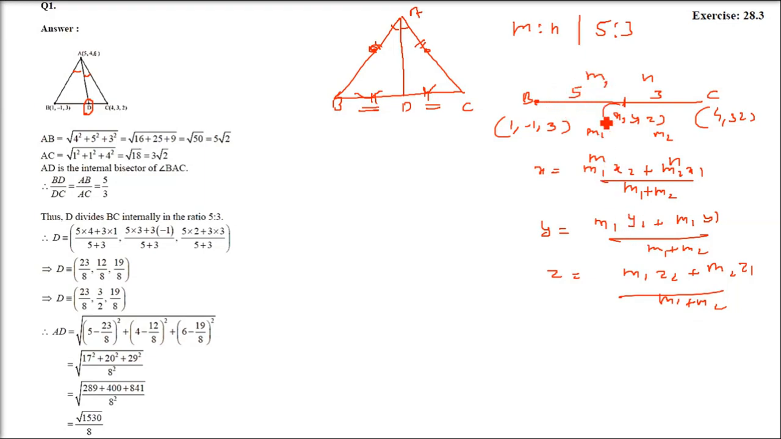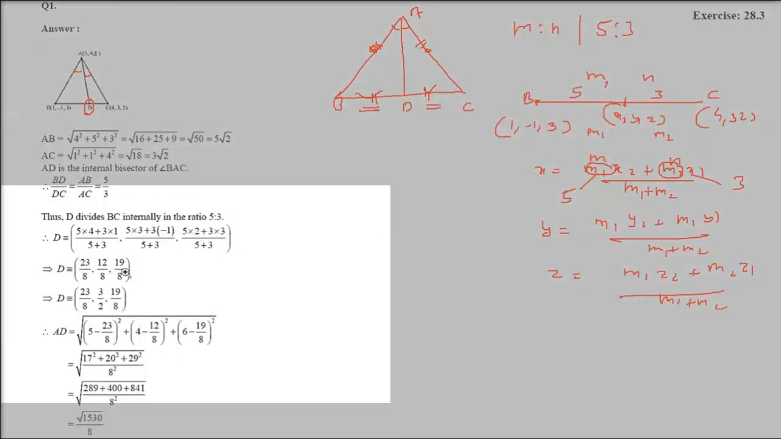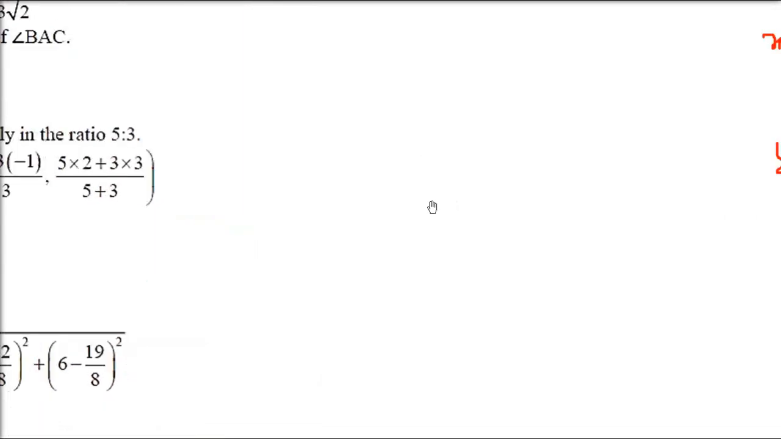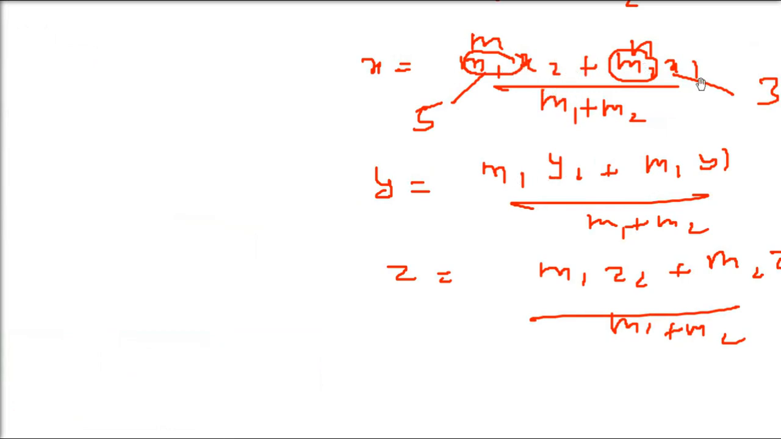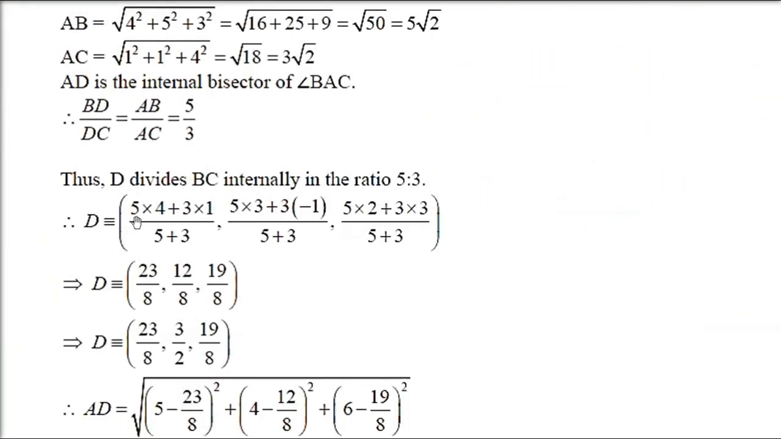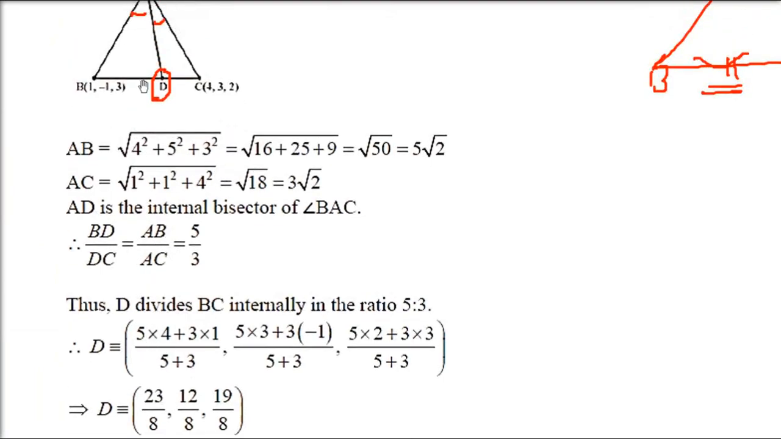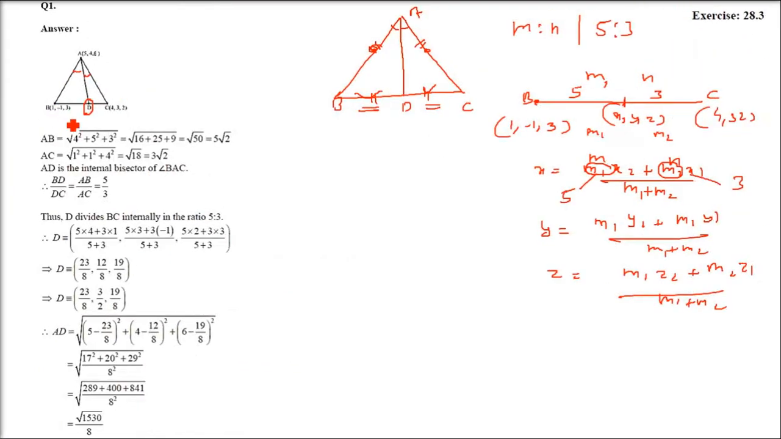So M1 and M2 are known, 5 and 3. M1 you take as 5, M2 you take as 3, and now point B is X1, Y1, Z1, and point C is X2, Y2, Z2. Now just apply here: 5 into 4 and 3 into 1, add them, divide by 5 plus 3. This is your X point.